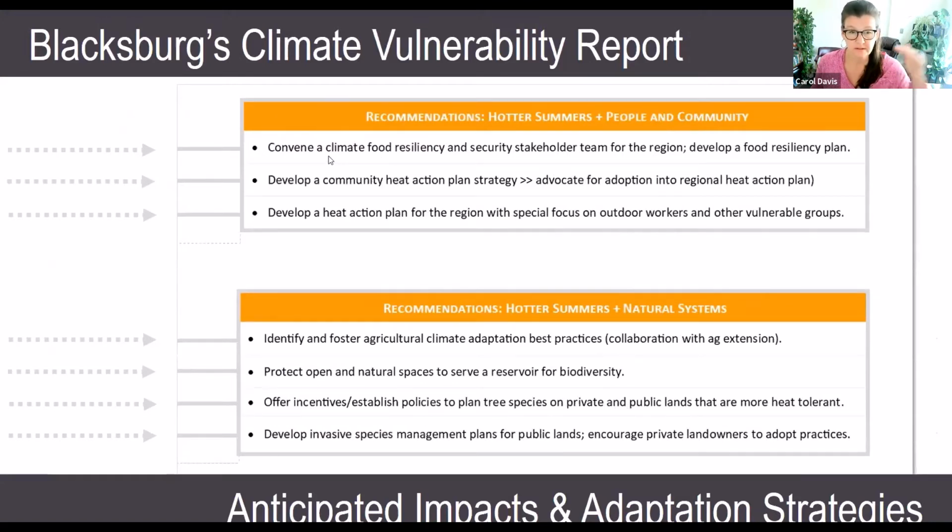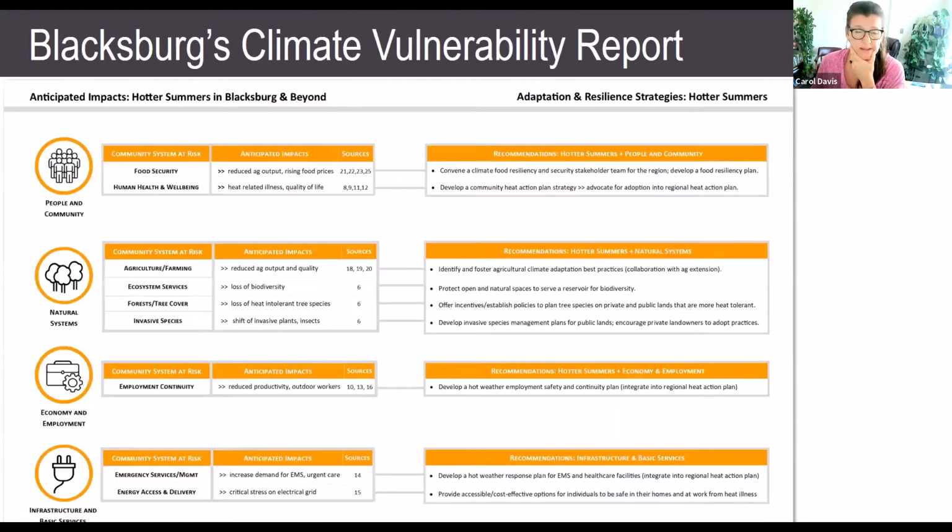So this is where we've landed, is pointing us towards the next piece of work, which is to potentially convene a climate food resiliency team for the region, develop a food resiliency plan. I'm currently working on that with some folks at Virginia Tech. The Center for Food Systems and Community Transformation is really excited to roll up their sleeves and work on that with me, or to develop a community heat action plan strategy and advocate for that to be adopted regionally. So that gives you a sense of the scale at which we're thinking right now.